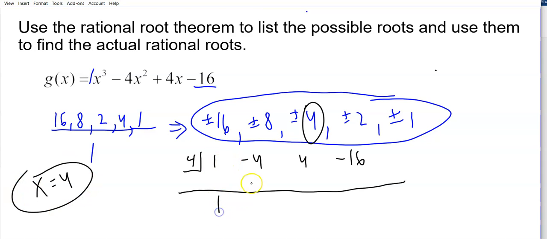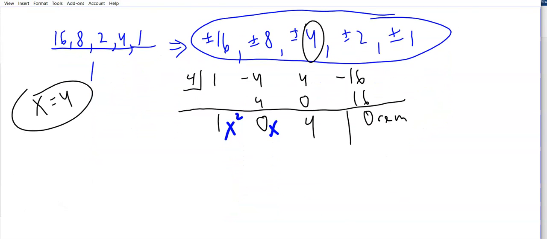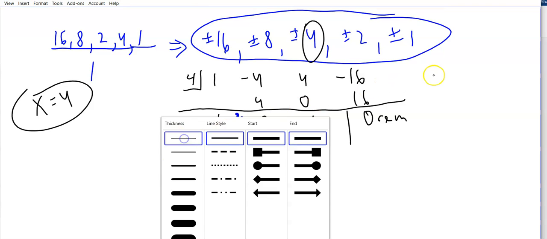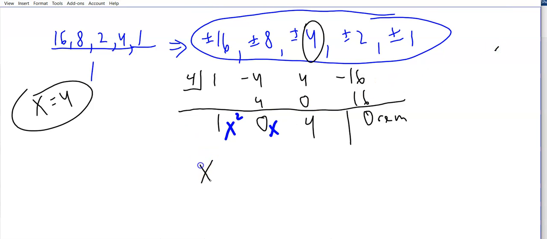So bring down the 1. 4 times 1 is 4. That's 0. That's nice. 4 and 0 is 4. 4 times 4 is positive 16. My remainder is 0. No surprise. That's the constant. That's the x term. That's the x squared term. So we get as our other factor x squared plus 0x, which I don't really have to write, plus 4 equals 0.